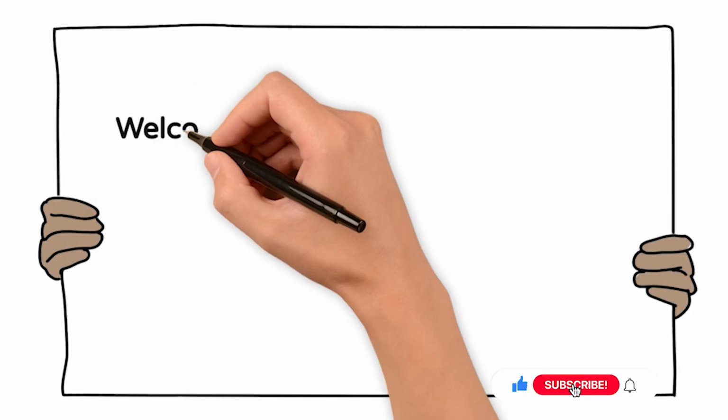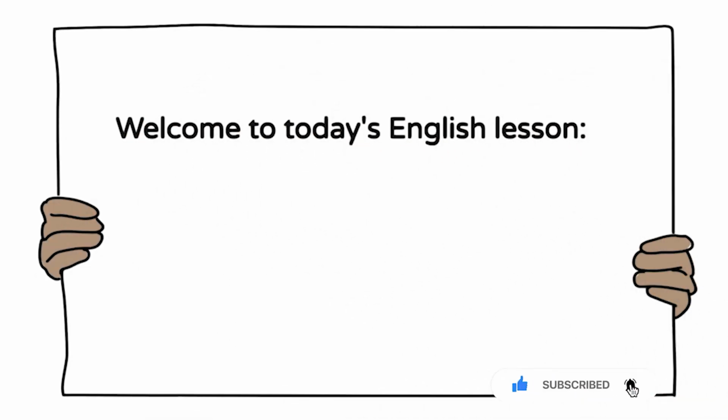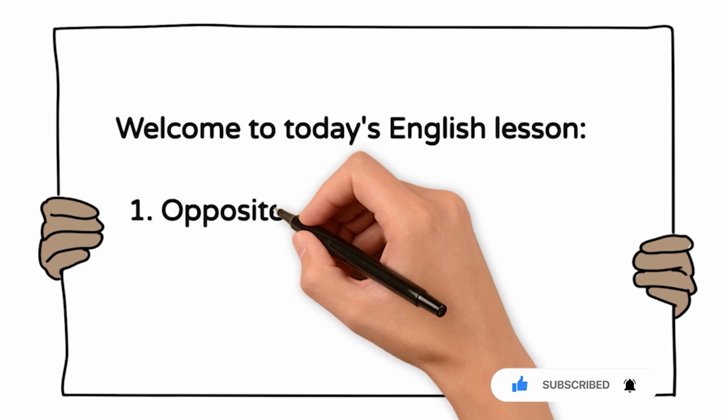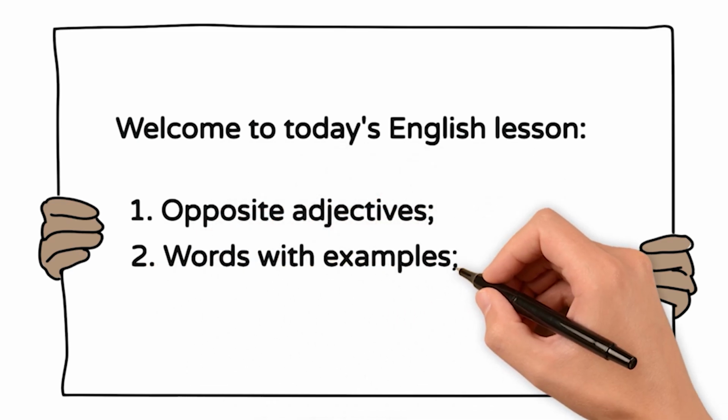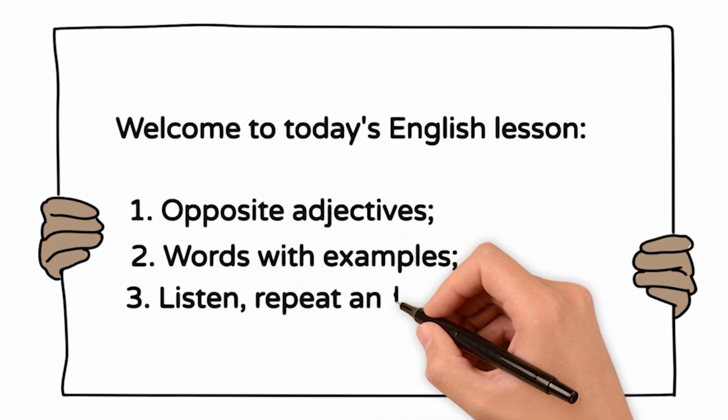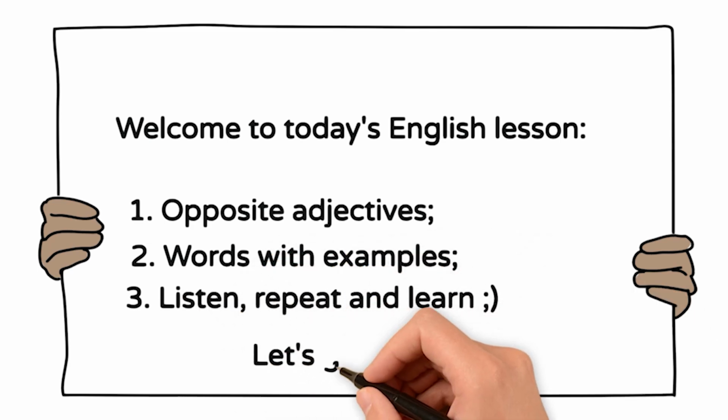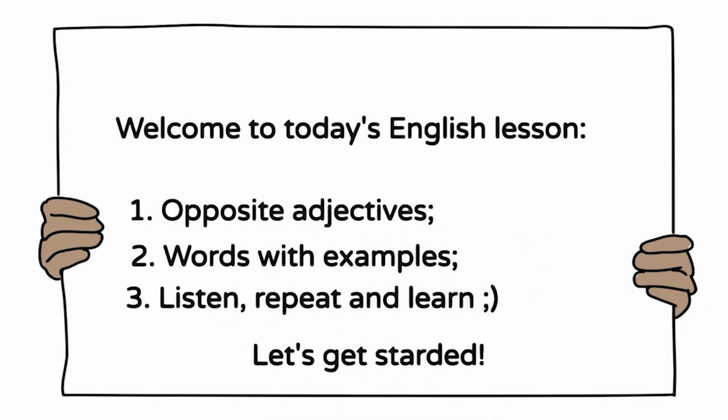In this video, we're exploring opposite adjectives, words that are completely different in meaning. You'll see how to use them in simple sentences and learn their correct pronunciation. After each example, you'll have a chance to repeat the words out loud to practice speaking. Get ready to expand your vocabulary and improve your English skills. Let's get started.